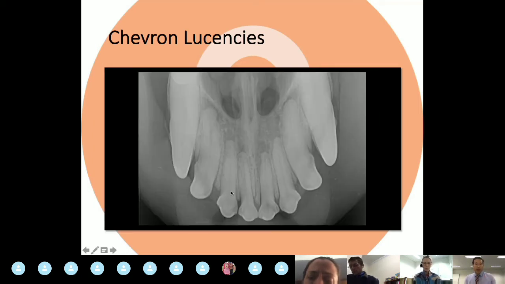The third category of teeth that tend to have Chevron lucencies are the maxillary incisors. And if you have a look at this radiograph, you might think, oh my goodness, there are periapical lucencies associated with each of those incisors. But when you have a look at the contour, you can see that they all tend to follow the contour of the alveolus quite well.